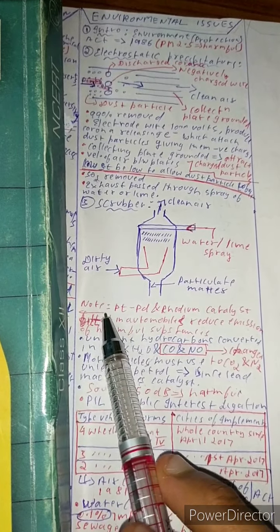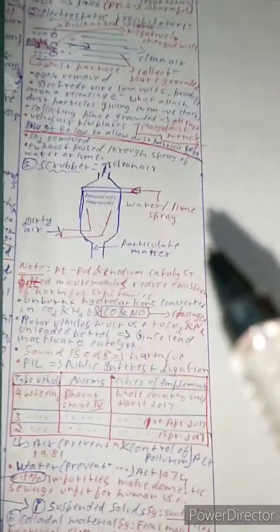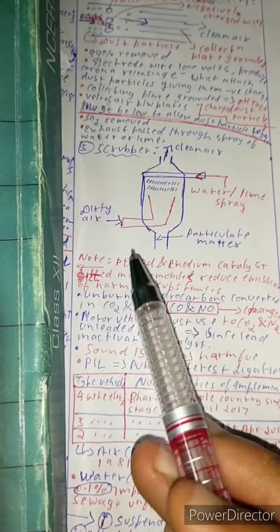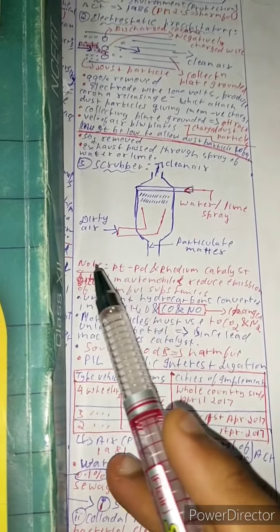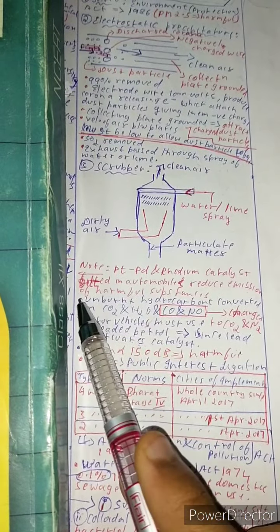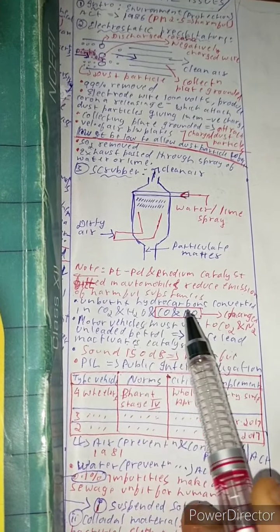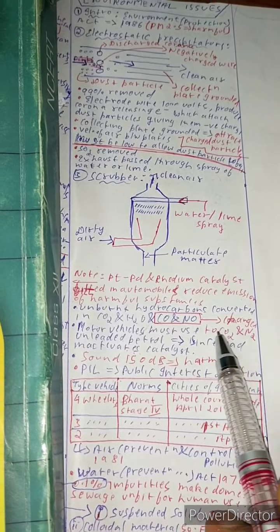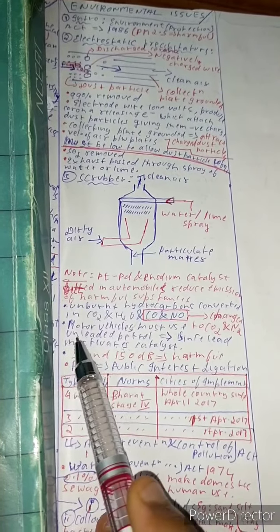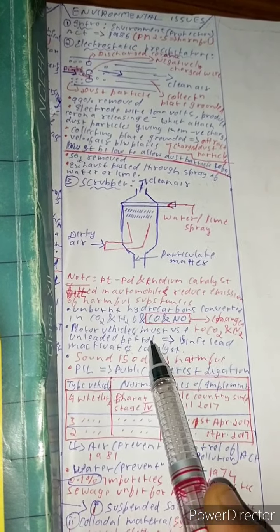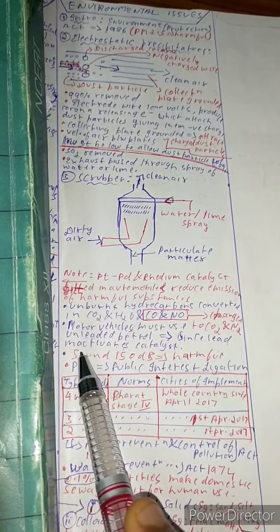Let us read something about the note which is not related to scrubber. It's another one. First of all, a mixture of platinum, palladium and rhodium catalysts is fitted in automobiles to reduce the emission of harmful substances. Unburned hydrocarbons are converted to CO2 and H2O, and CO and NO are changed to CO2 and N2. Motor vehicles must use unleaded petrol, since lead inactivates this catalyst.